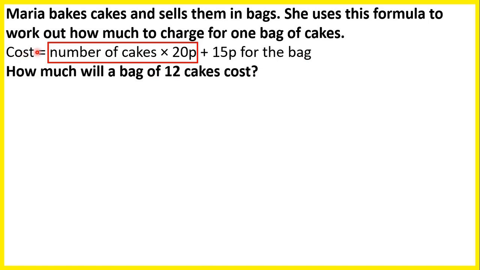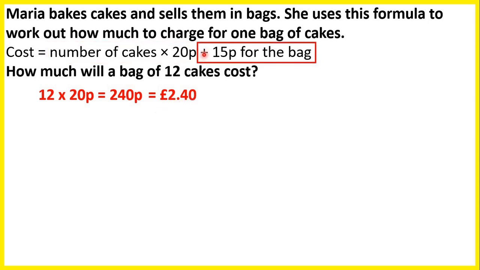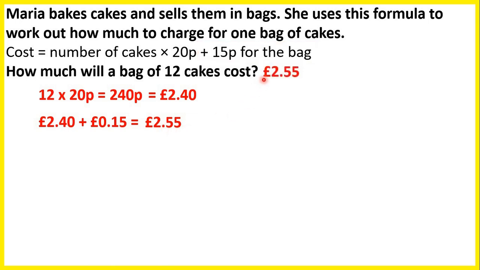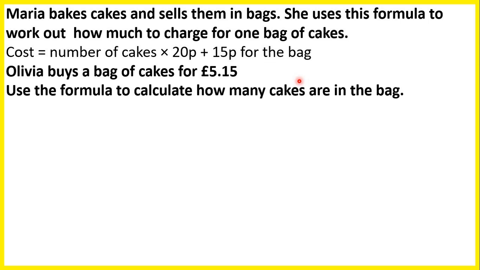So to work out the cost, we have the number of cakes times 20 pence. So let's work out 12 times 20 pence. 12 times 20 is 240 because 12 times 2 is 24, and then we have an end zero, and 240 pence is the same as £2.40. But then we need to add 15 pence for the bag. So £2.40 plus 15 pence is £2.55. So that's how much the bag of 12 cakes will cost.